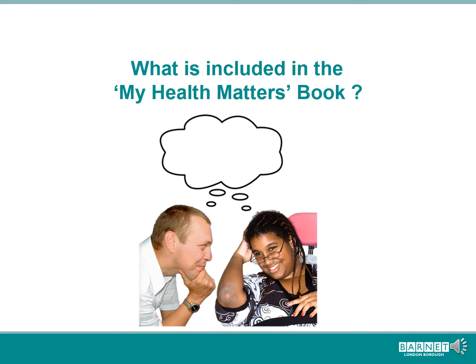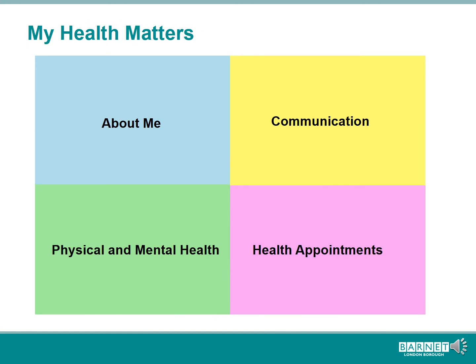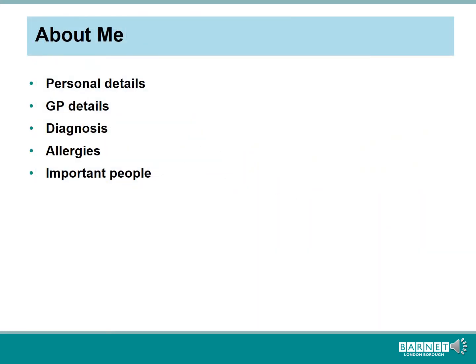So what is included in the My Health Matters book? This book has 4 main sections. The first section is About Me, then Communication, then Physical and Mental Health, and then Health Appointments. In the About Me section, you fill in details about the individual: their personal details, GP details, diagnosis, allergies, and information on important people to that individual.